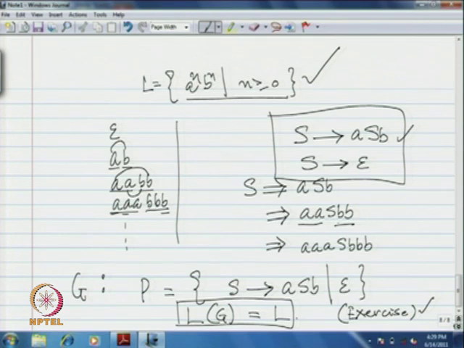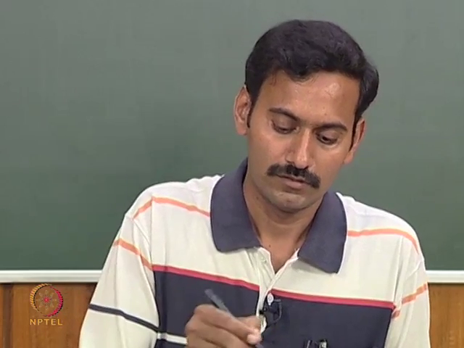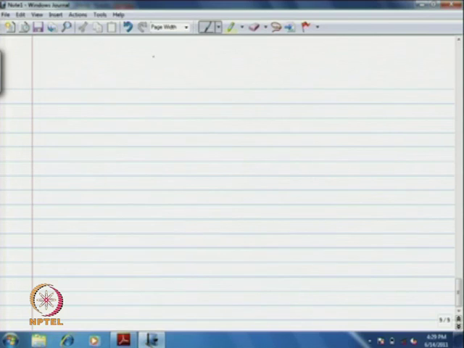Let me discuss some more examples. For any alphabet sigma, consider the language of strings x such that x equals x power r. What is this language? All those strings in sigma star which are equal to their reversal. That means, the set of all palindromes.